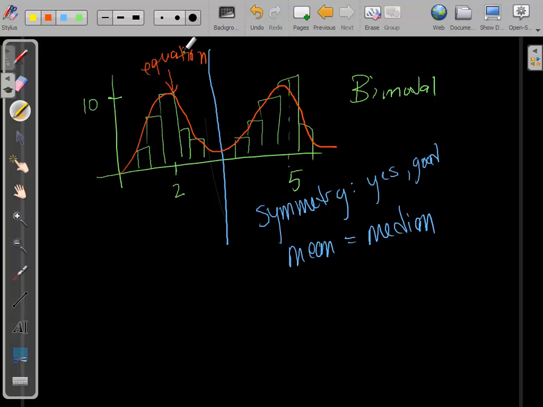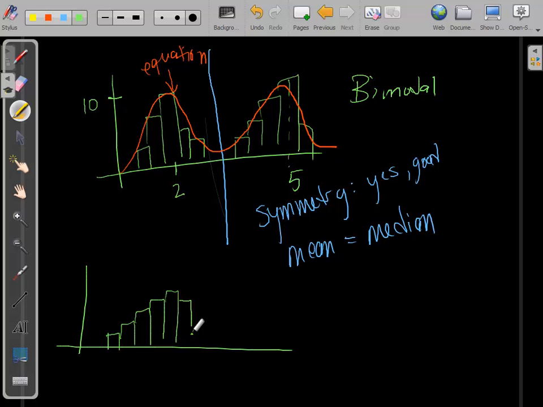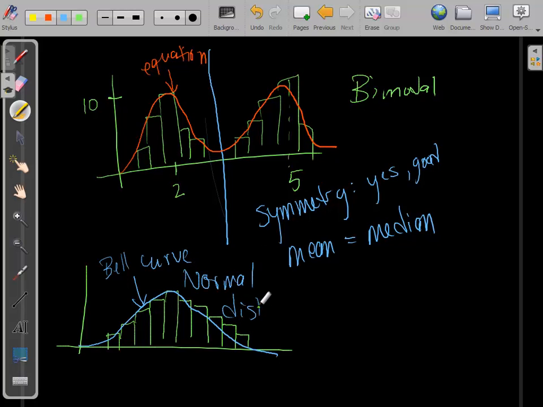We're going to be focusing on nice unimodal graphs that have symmetry. So a shape something like this, a nice sequential stepping up, and then we step down. I don't know if that's enough. Something like that, where it's unimodal, it's symmetric, and if we drew that continuous curve, you get something like this. That shape is called the bell curve, also known as the normal distribution.